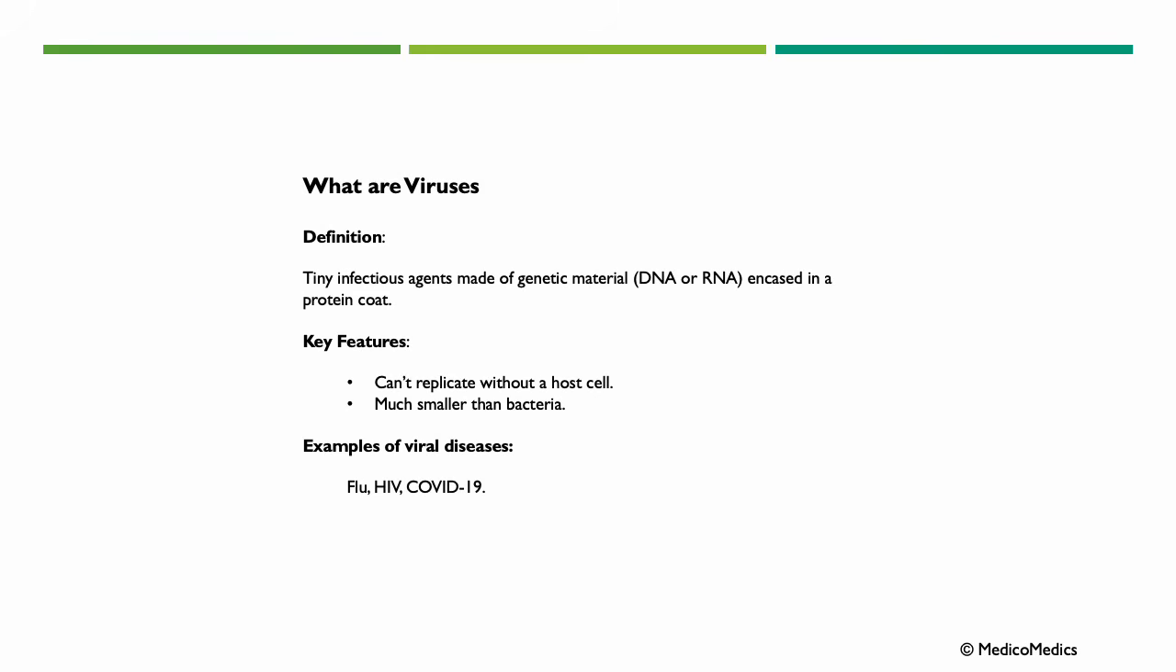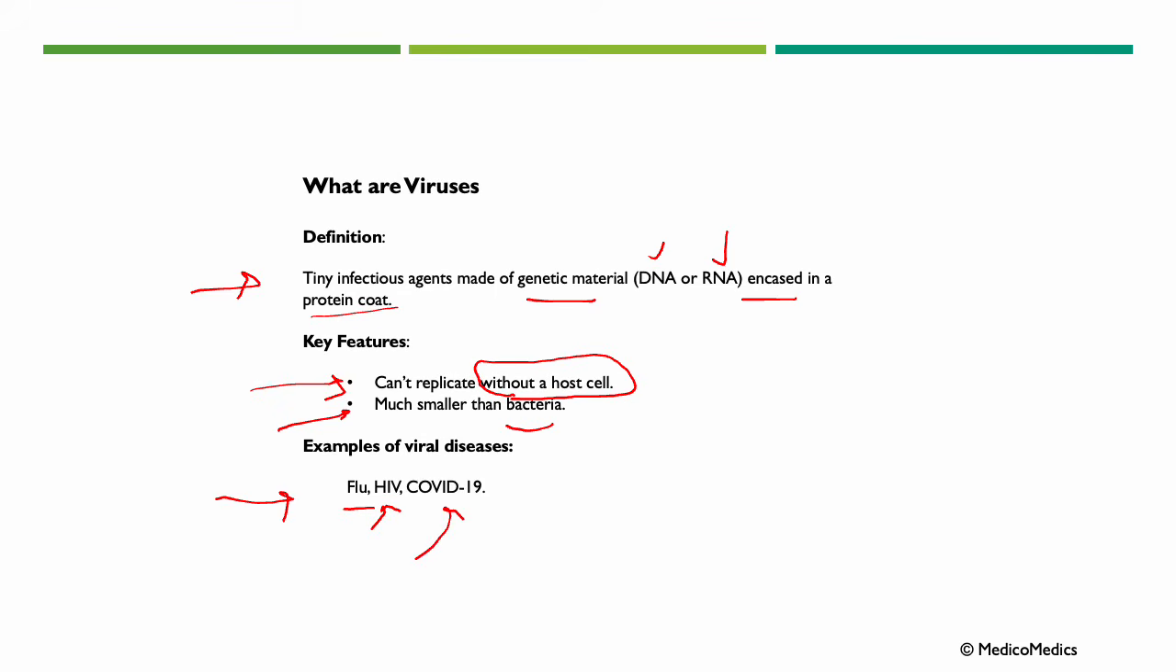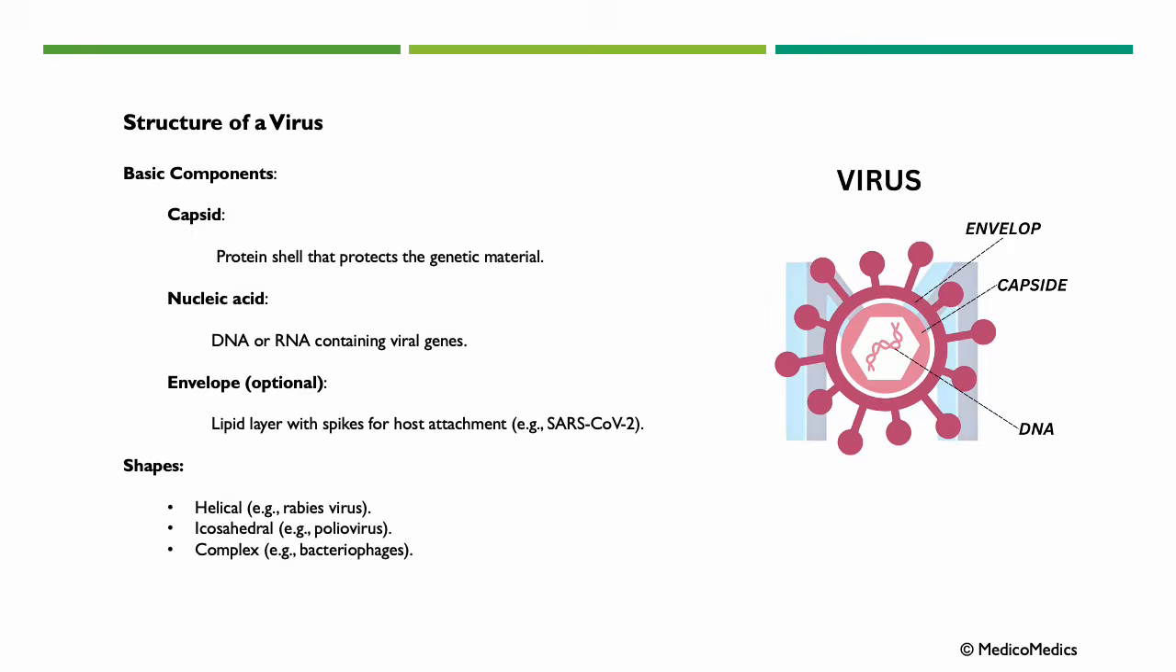Now, viruses are tiny infectious agents made of genetic material, DNA or RNA, and they are encased in a protein coat. Some key features of viruses include that they cannot replicate without a host cell, and they are much smaller than bacteria. Examples of viral diseases are the flu, HIV, COVID-19, etc.